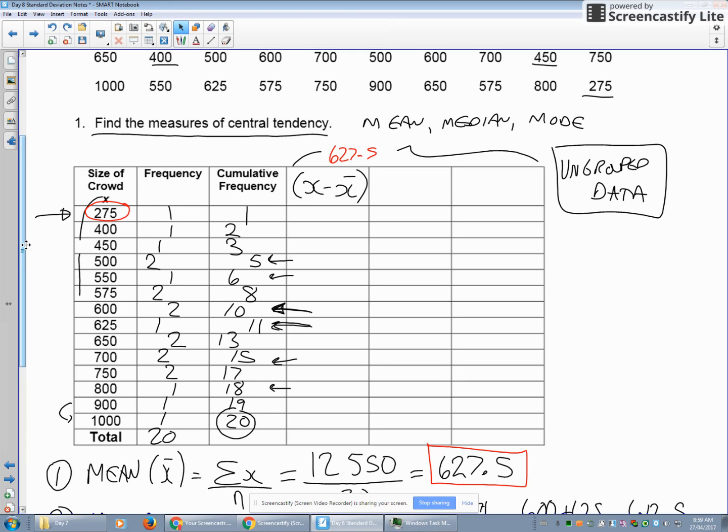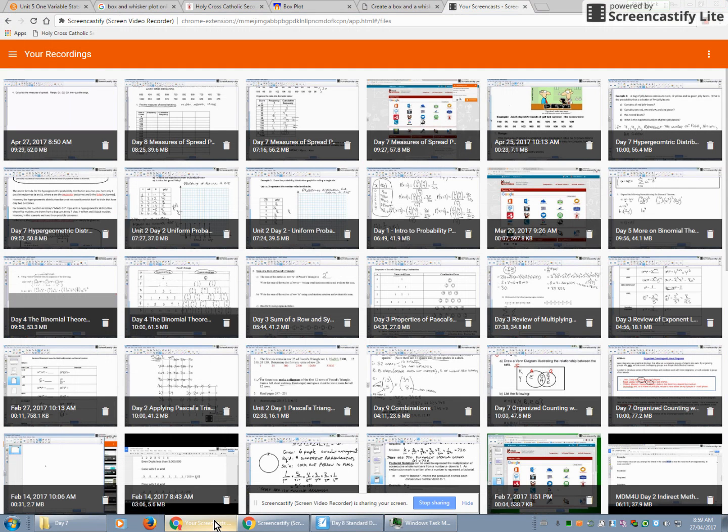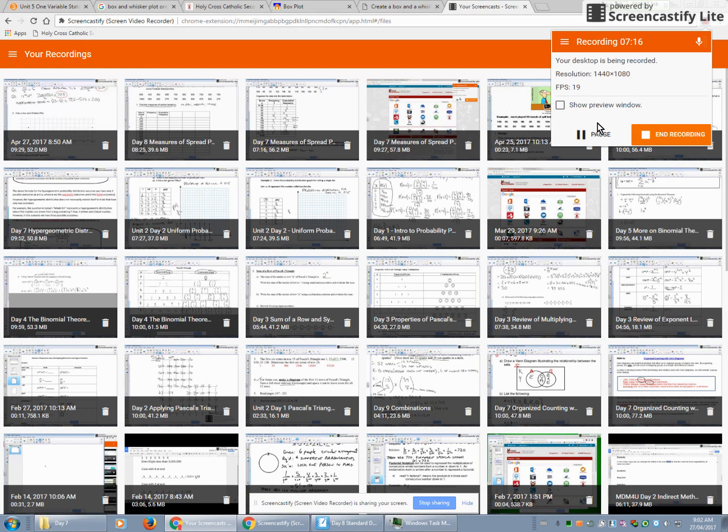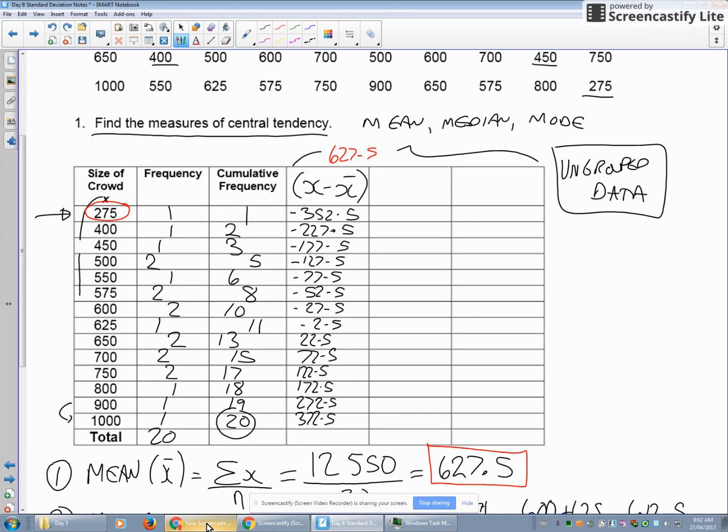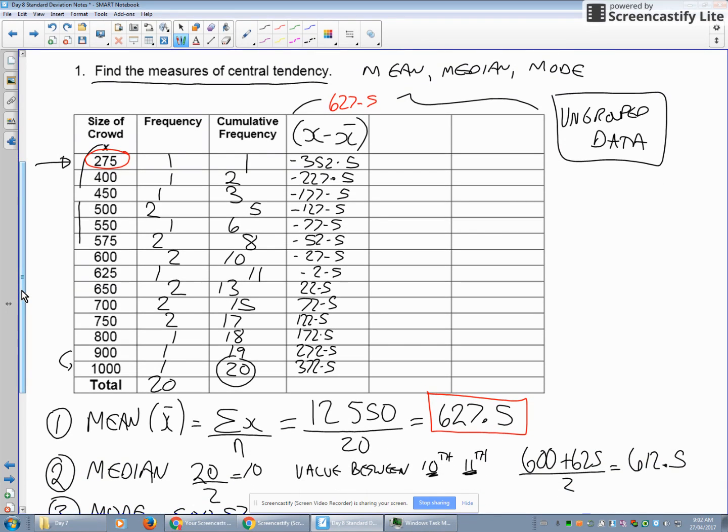So when we calculate the deviation of our first data point, 275, let's write that in here, that's 275 subtract 627.5, which is equal to minus 352.5. Our second data point becomes minus 227.5. And now you can go through and fill out this chart. All right, so we've calculated the deviations.